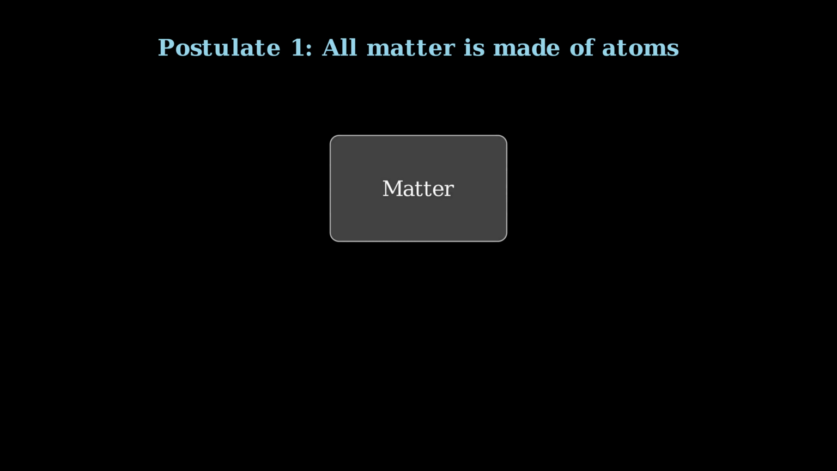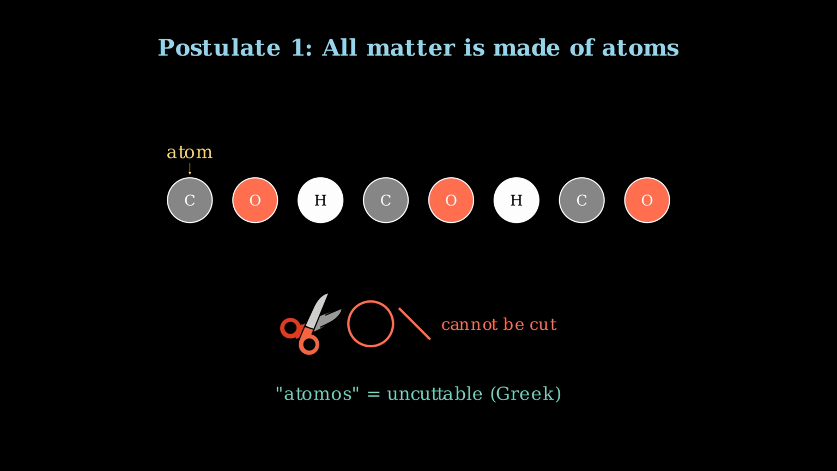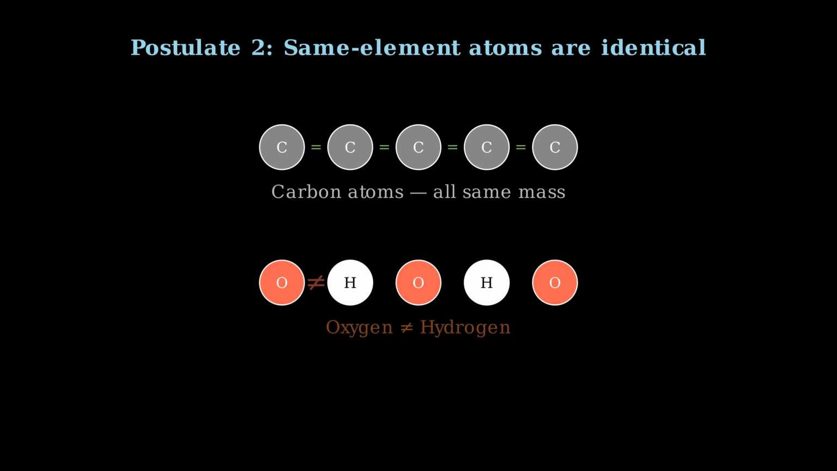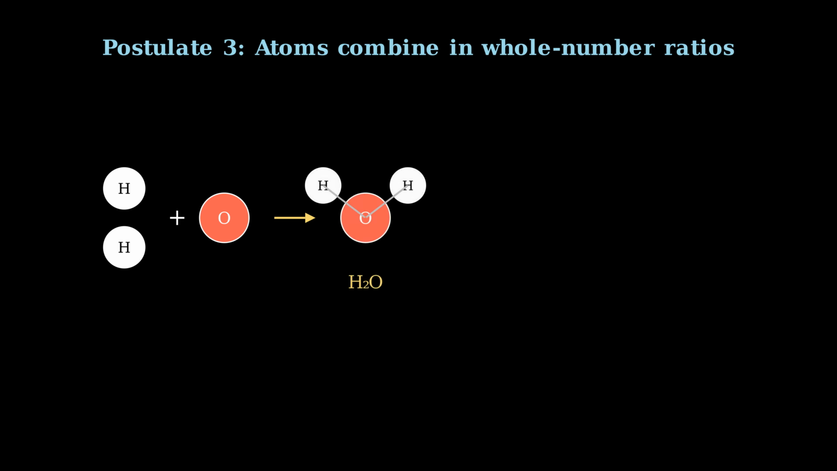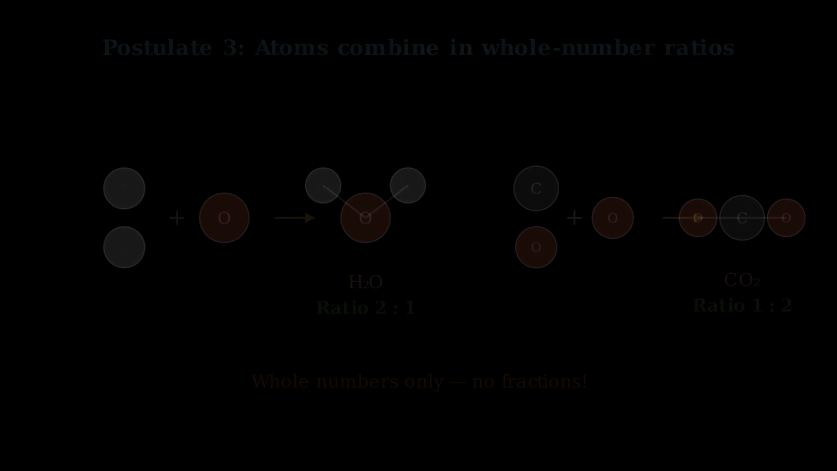Postulate 1. All matter is made up of tiny, indivisible particles called atoms. The word atom comes from the Greek word atomos, meaning uncuttable. Postulate 2. Atoms of the same element are identical in mass and properties, but atoms of different elements are different from each other. Postulate 3. Atoms combine in simple whole number ratios to form compounds. No fractions, no decimals, always clean whole numbers.